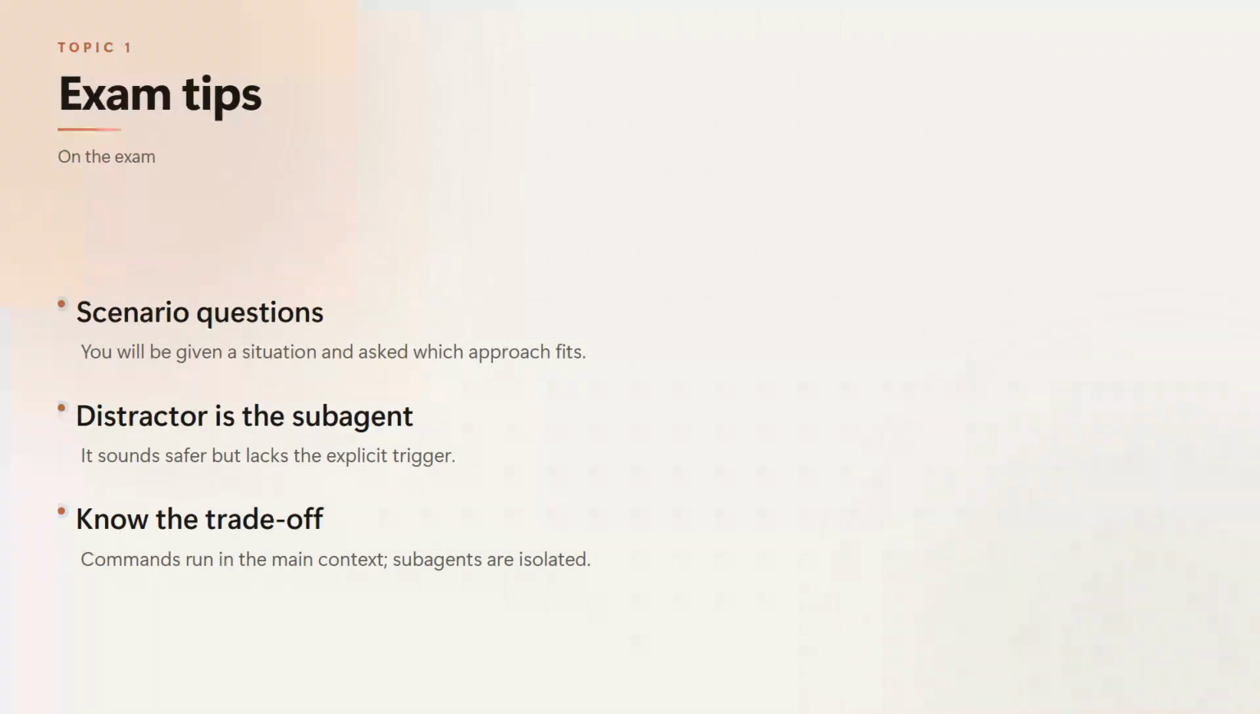You will read a situation, maybe a team wants to standardize their code review process, and you must choose between a command, a skill, and a subagent. The distractor that catches people is the subagent, because it sounds more sophisticated and isolated. But the scenario will include a detail like developers want to trigger it manually, and that is the clue. A subagent is for delegated work, not for manual invocation. Remember the trade-off: a command runs in your main context, so it sees everything. That is a feature, not a bug, when the workflow needs full conversation history.